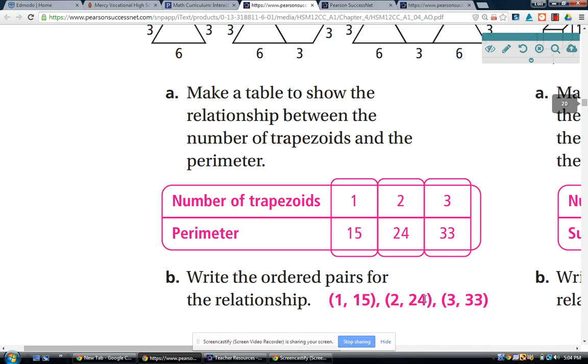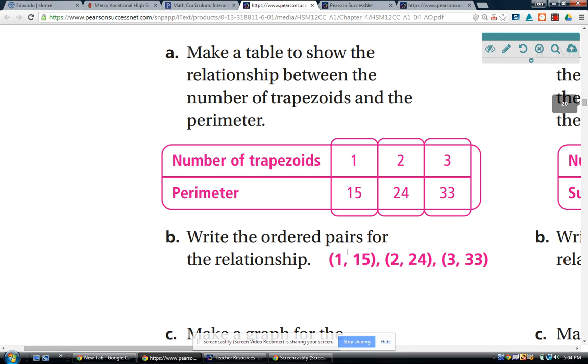Once I fill in my table, I'm going to create ordered pairs. In an ordered pair, we're going to put the number of trapezoids as my first term and the perimeter as my second term. When we're talking about independent and dependent variables, an independent variable means that you could choose any number. The dependent variable means that it depends on what number was plugged in, or what number you chose initially.